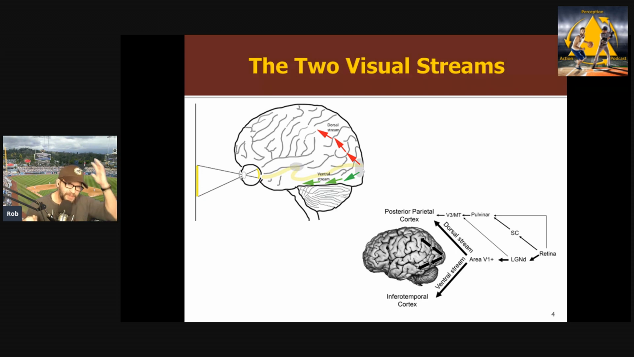One going to the top of your head, which I remember as the dorsal stream, like the dorsal fin of a dolphin, right? Going to the top, and that's the parietal lobe mostly. And the other one going to the ventral stream, the temporal lobe, going down the bottom. So we have these two distinct pathways of visual information. Your brain seems to separate them for some reason into two pathways, two streams.